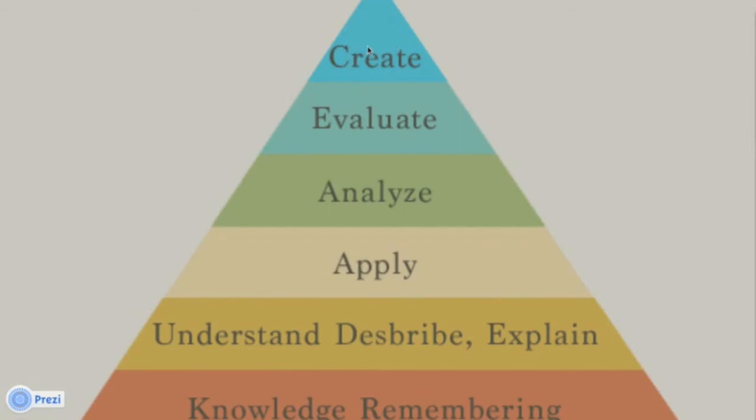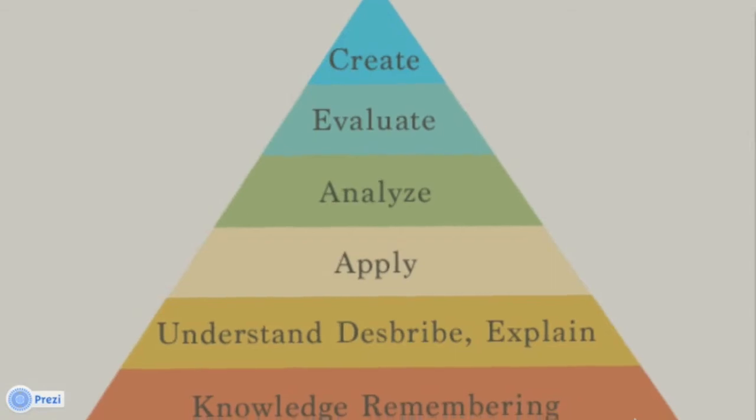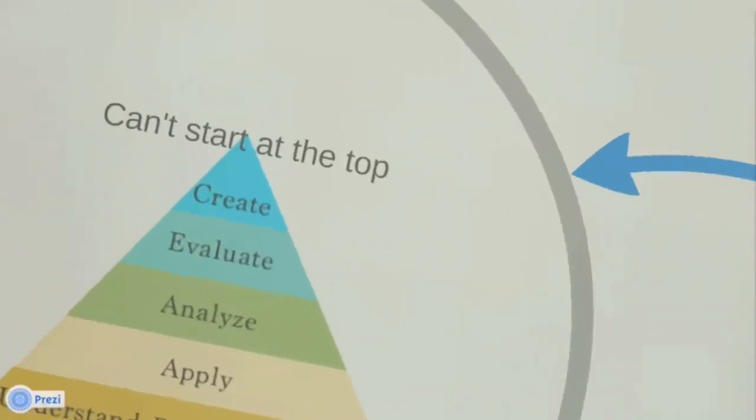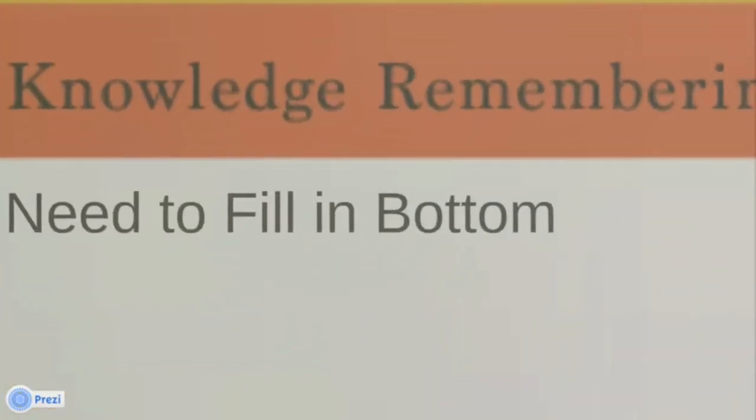We want to get to the top of Bloom's pyramid, but to get to the top, we gotta start at the bottom. How do you get to Carnegie Hall? Practice, practice, practice. How do you get to the top of Bloom's taxonomy? Well, you gotta fill in the lower ranks first. So same way, practice, practice, practice. You can't start at the top, and you need to fill in the bottom.